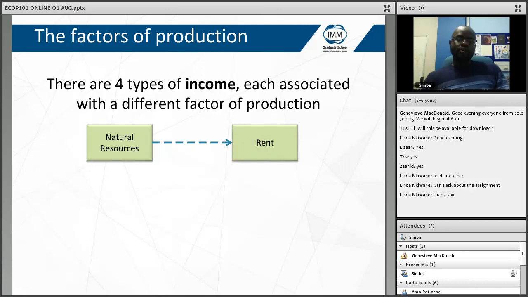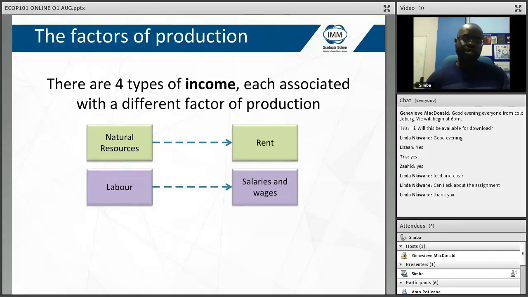Then you also need to remember the remuneration or the income that is associated with each. I'm sure you noticed that on your assignment as well. So when you look at natural resources, the remuneration is rent. Natural resources is sometimes called land. Then labor, we're basically talking about the human, mental, and physical effort that goes into the production of goods and services. So if you look at that, we have the remuneration being salaries and wages.